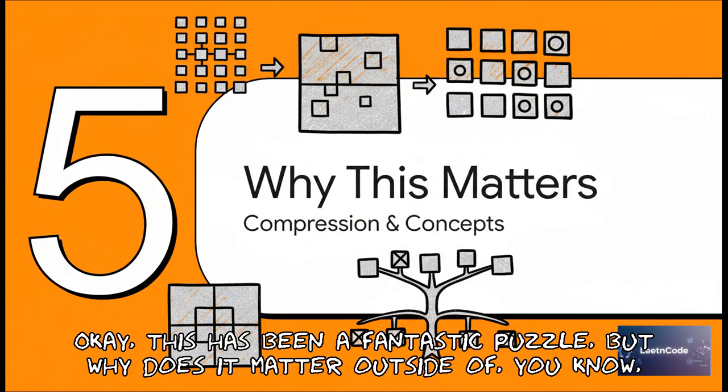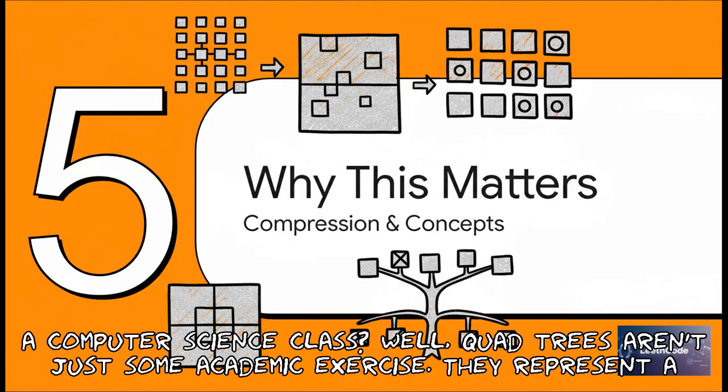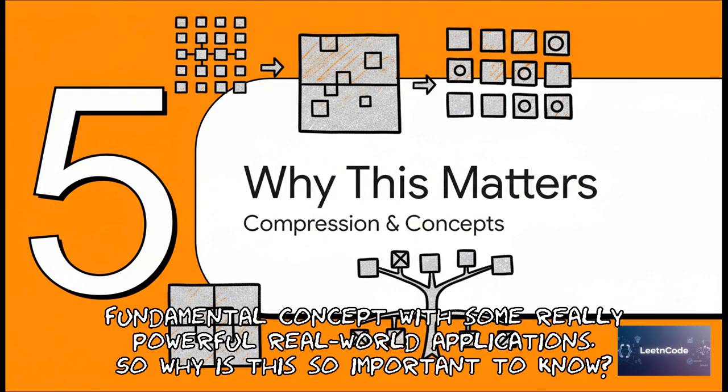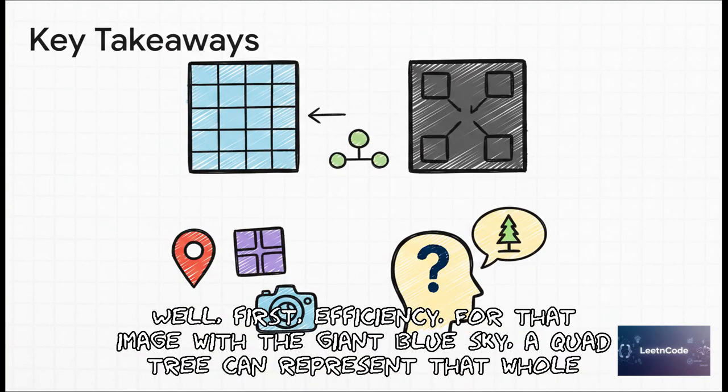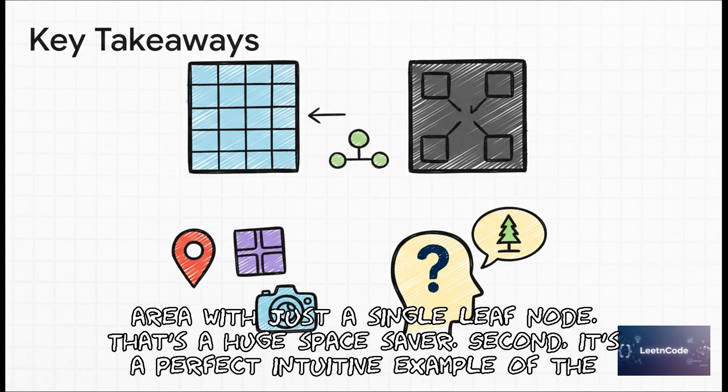Okay, this has been a fantastic puzzle, but why does it matter outside of a computer science class? Well, quad trees aren't just some academic exercise. They represent a fundamental concept with some really powerful real-world applications. So why is this so important to know? Well, first, efficiency. For that image with the giant blue sky, a quad tree can represent that whole area with just a single leaf node. That's a huge space saver.